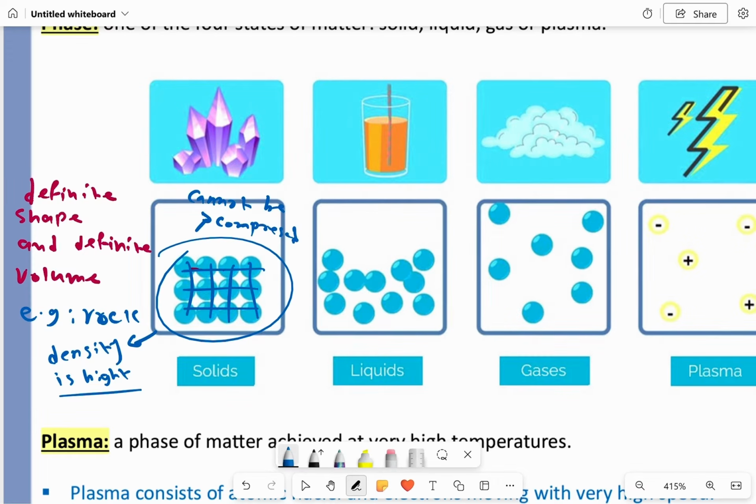Okay? Now, we have liquids. The atoms of liquids are also close together, okay? But the difference from solids is that they don't have a regular shape, okay? This irregular arrangement of atoms of liquids gives them the ability of flowing. For example, you have water, which is flowing. You have juice, milk. All of these are what? They can flow and they can move, okay?